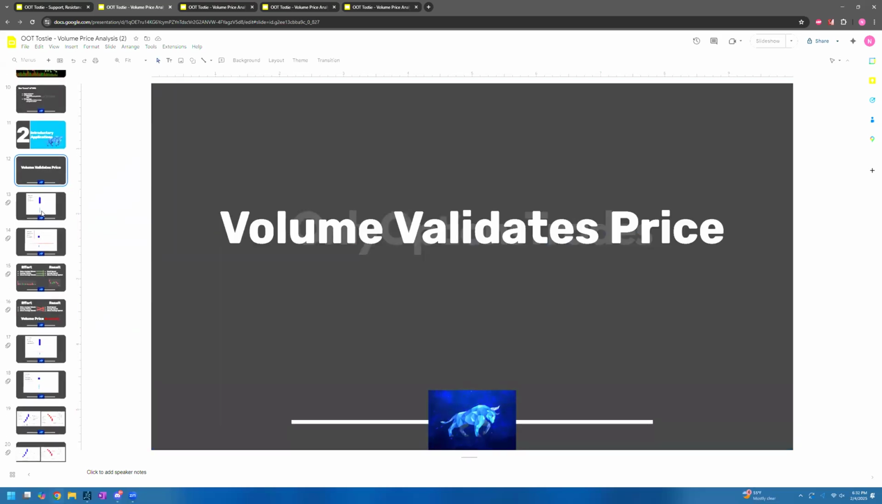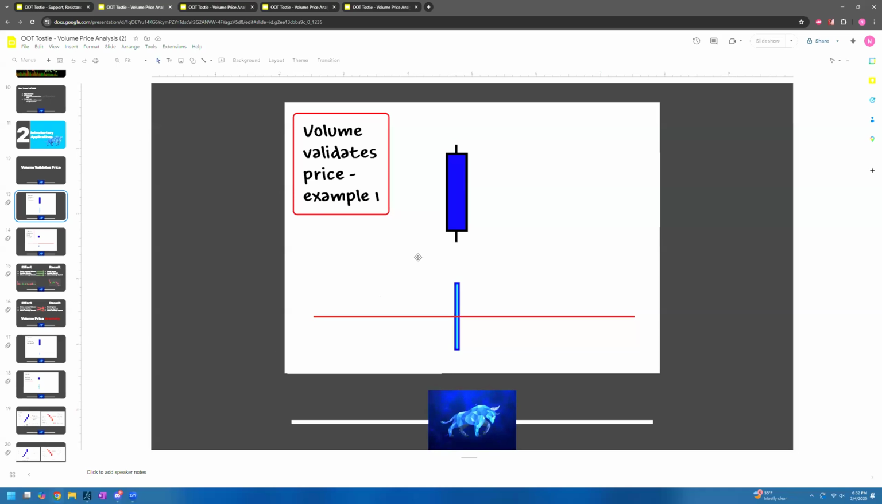Let's talk about some specific examples. This is an example of volume validating price. This red line is our average volume, and this bar is above average volume. You can see we have a nice bull bar closing near its high, and a widespread candle. We get a big move in the candle, and a nice above average volume bar.